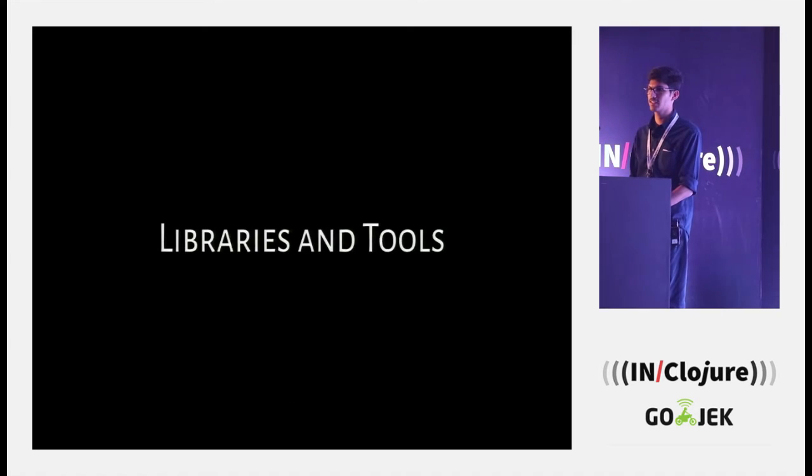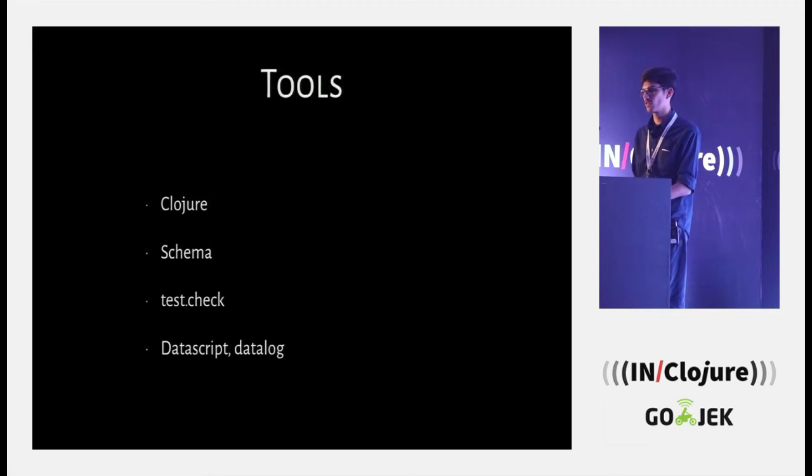Now let's look at some other additional libraries and tools that went into creating the test suite. First of all, Clojure. And next is schema. We could argue that we could have used spec, but at that point, due to some constraints, we used Prismatic schema. So all the actions in our system have param schema and value schema defined for them.